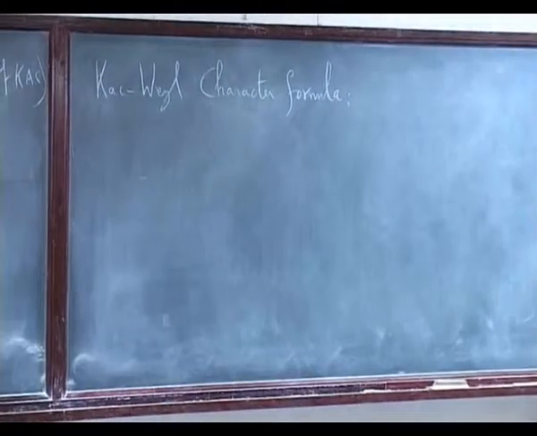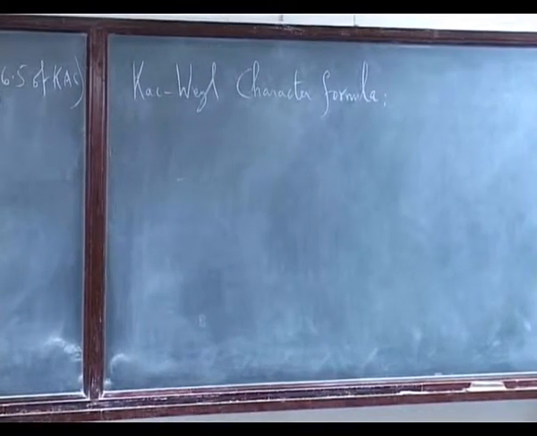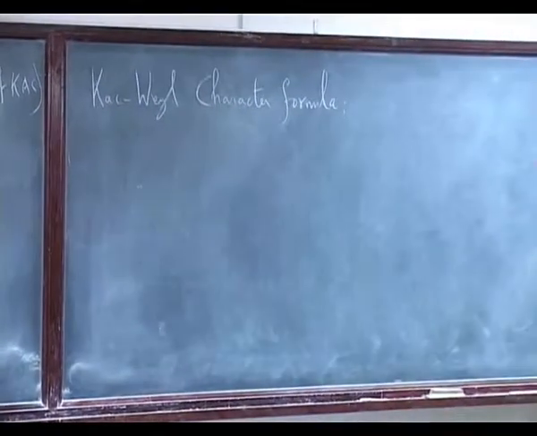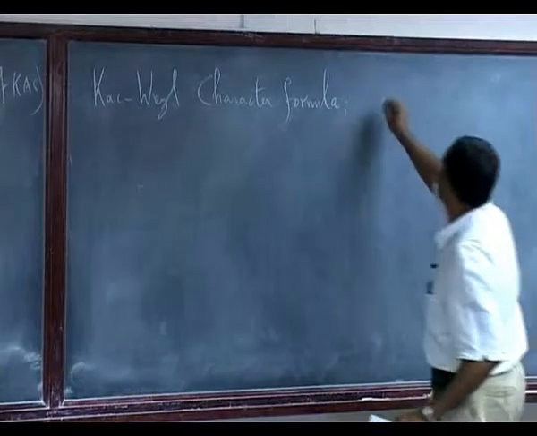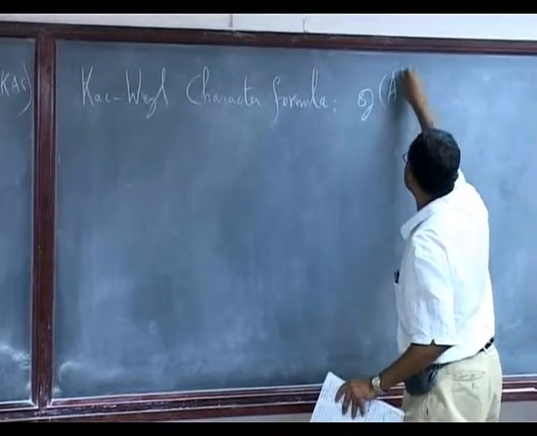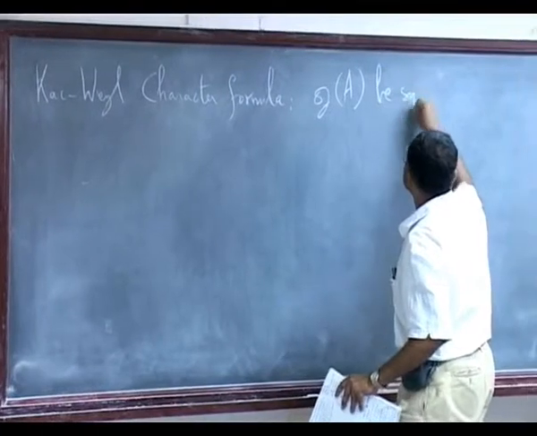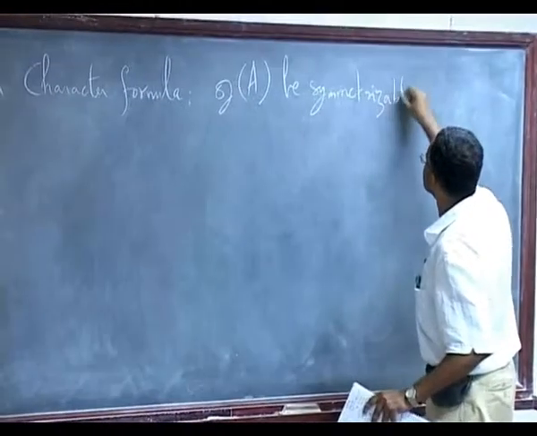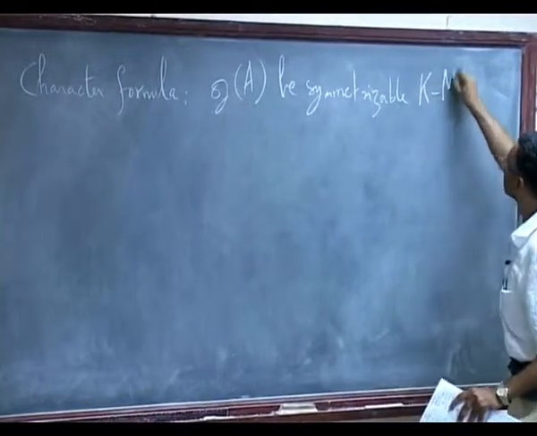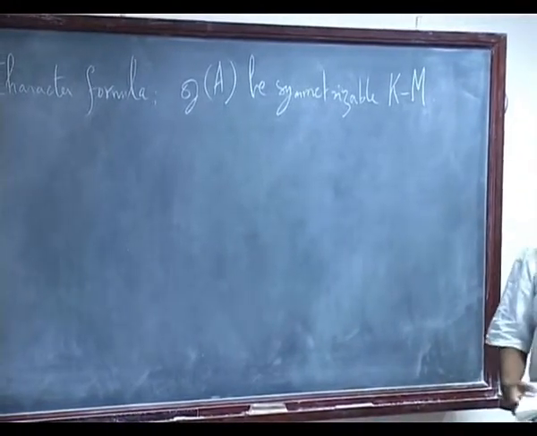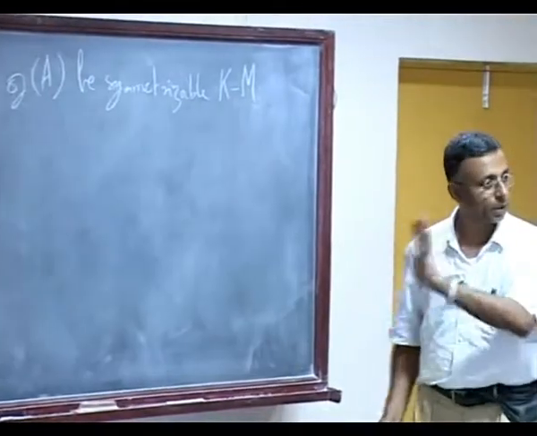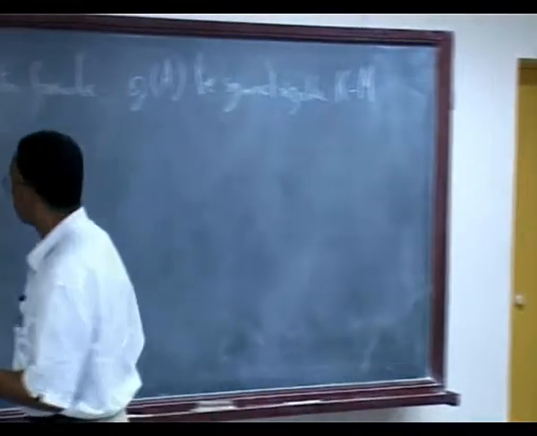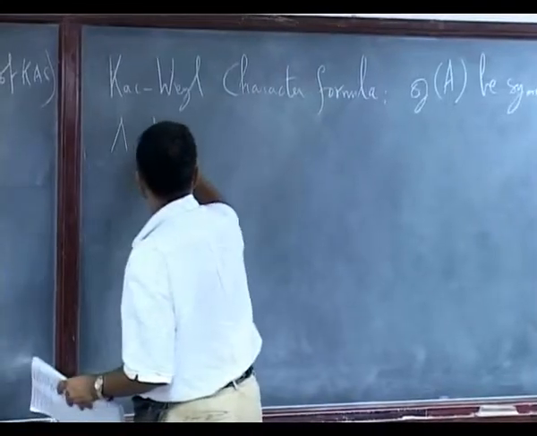So, let me write down, it looks very much like the finite dimensional situation, except that the denominator is slightly different. Let g(A) be a symmetrizable Kac-Moody algebra, so my A is a symmetrizable generalized Cartan matrix. Let lambda be a dominant integral weight.